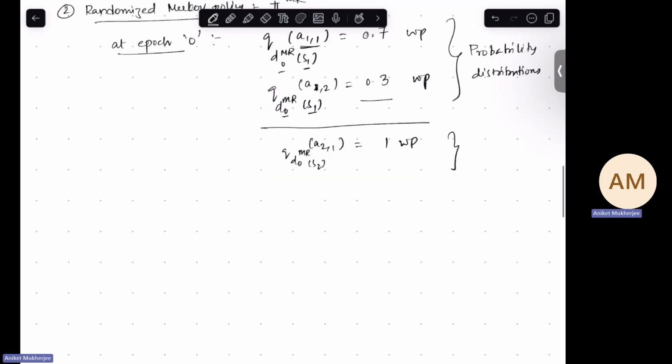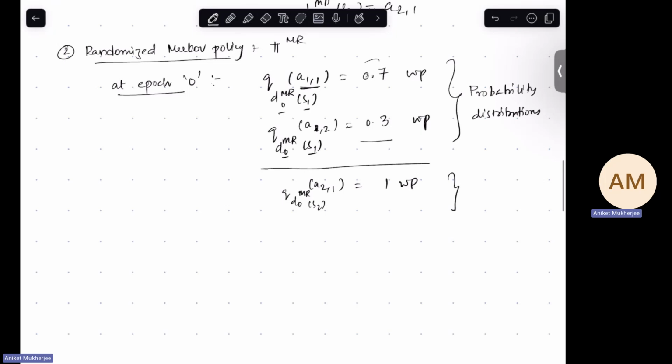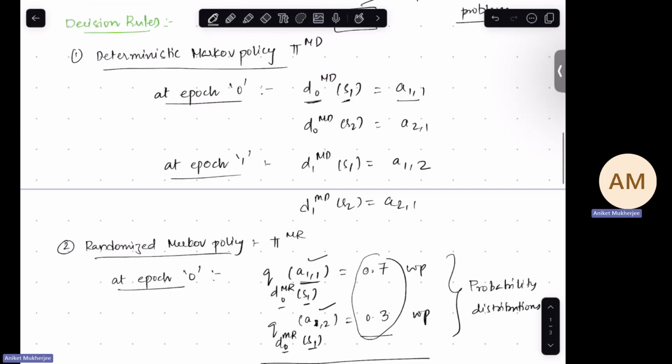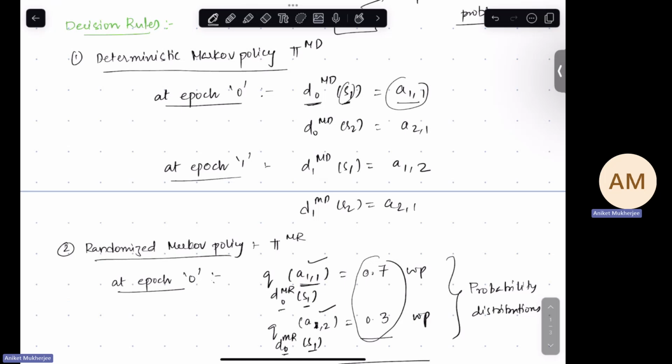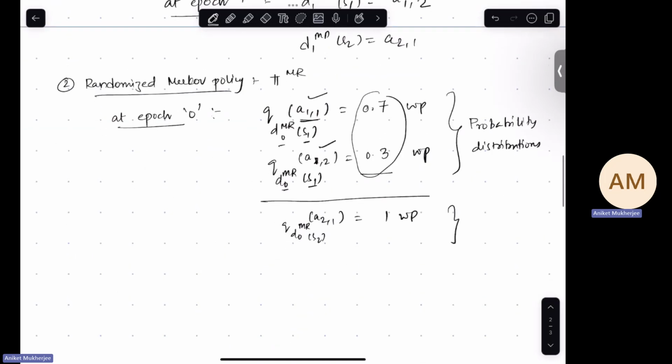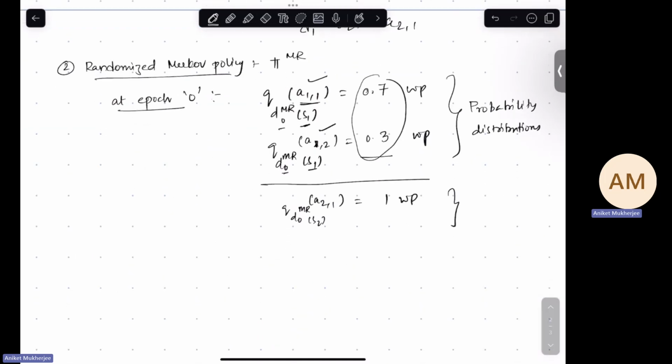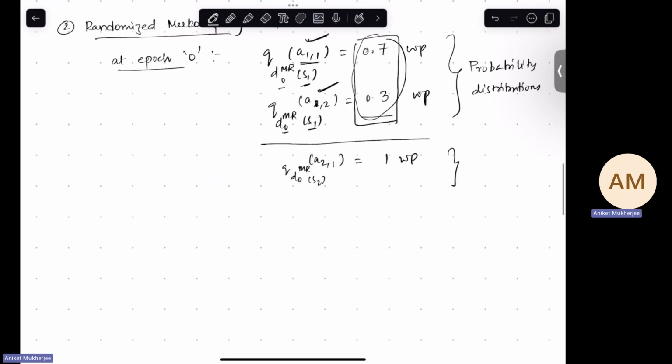So given a state, you get a probability distribution over the set of actions. Right, here, what happened was, given a state, you get an action, that is the deterministic Markov policy. Here, given a state, you have a probability distribution over the actions. If you have just one action, then you have to take it with probability one. There is nothing you can do about it.